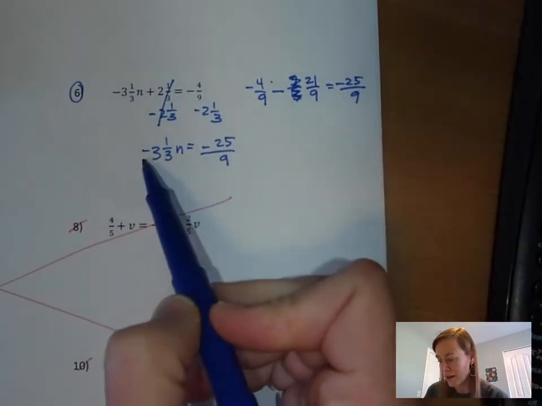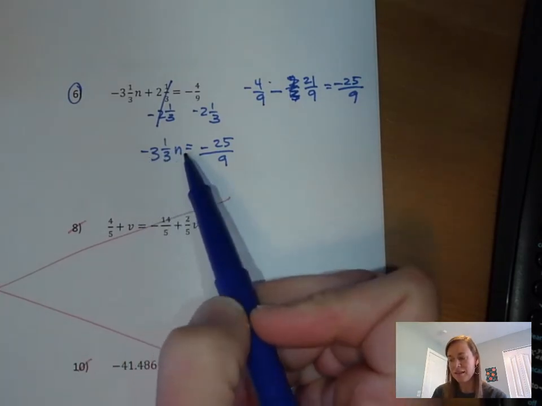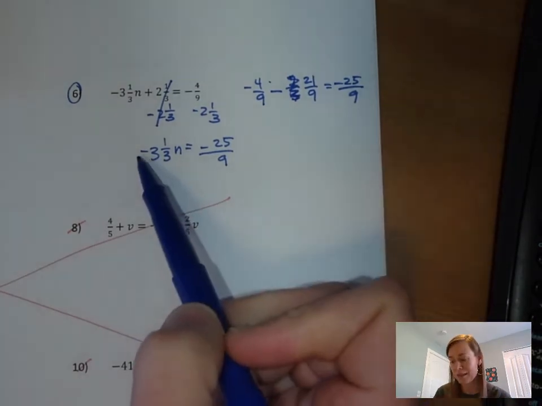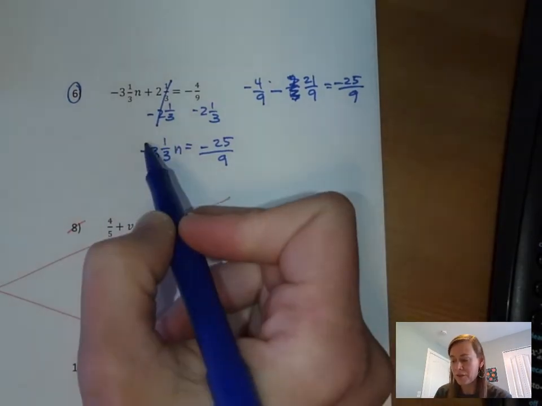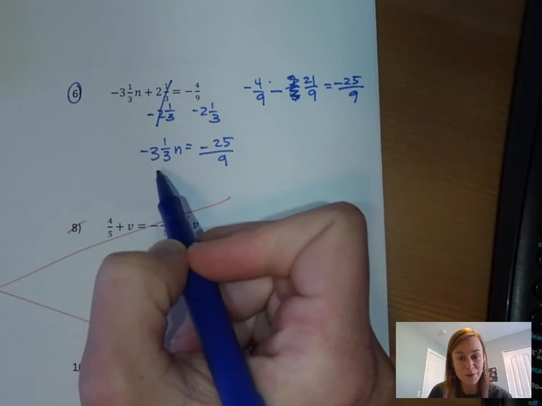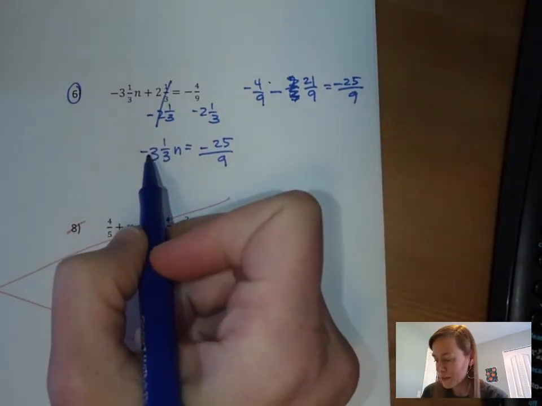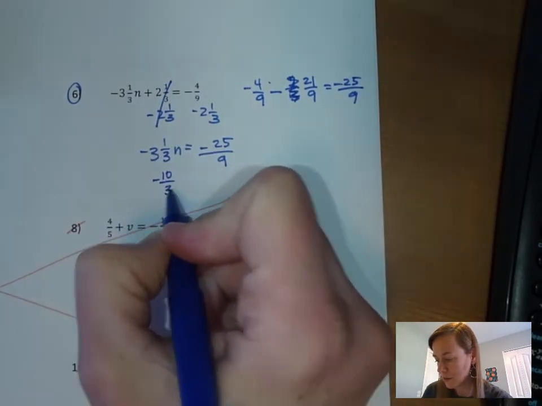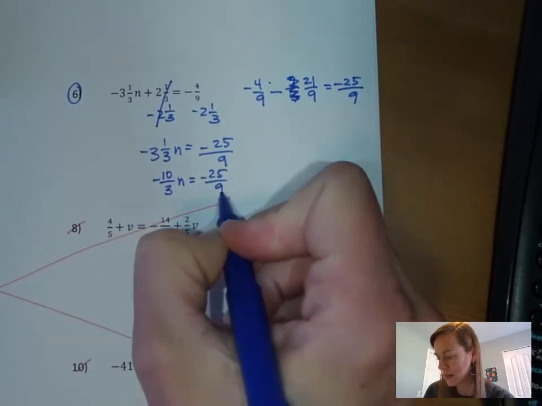Okay, moving on, we still have another step here. So we have -3 1/3 n equals -25 over 9. So we need to get rid of this -3 1/3. So here's what I'm going to do. I'm going to convert this into an improper fraction, and then I'm going to use my reciprocal trick, okay? So 3 times 3 is 9, plus 1 is 10. So I'm going to rewrite this as -10 over 3 n, still equal to -25 over 9.